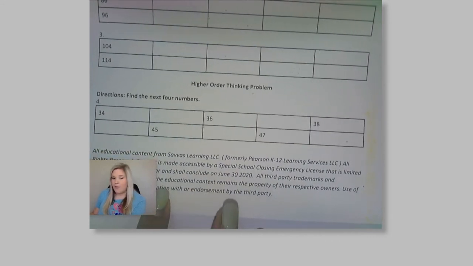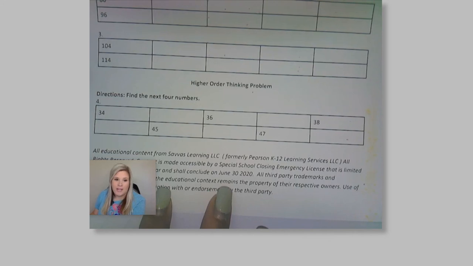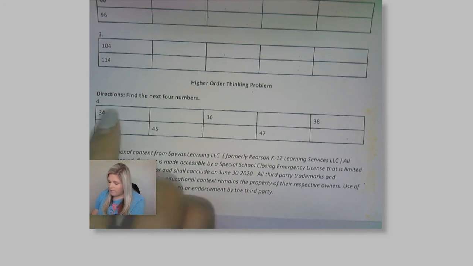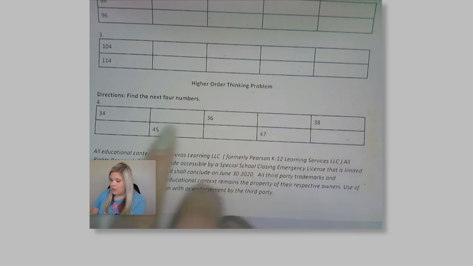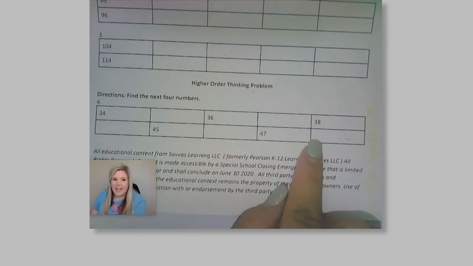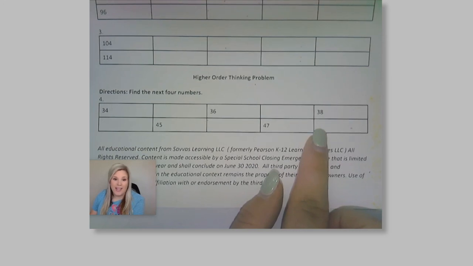And then we have a little challenge, and I know that you're going to be up for the challenge. They want you to find the next four numbers. So you're going to fill in the missing numbers. You're even going to have to find out what this first number is in your second row. I just know that you are going to rock this out.